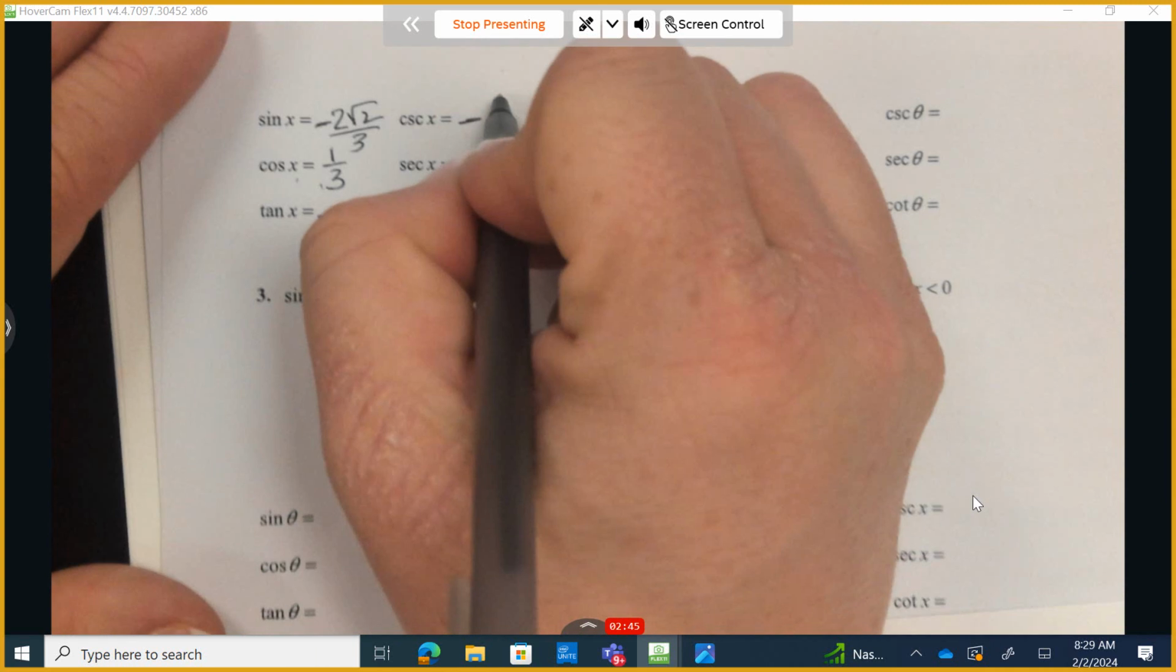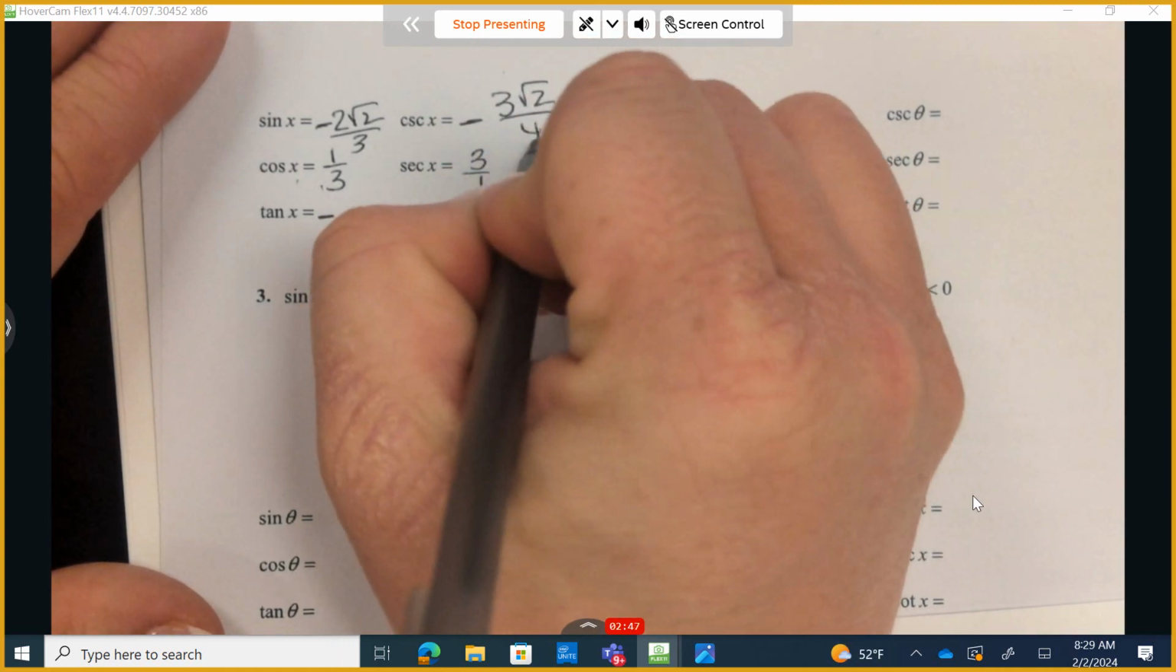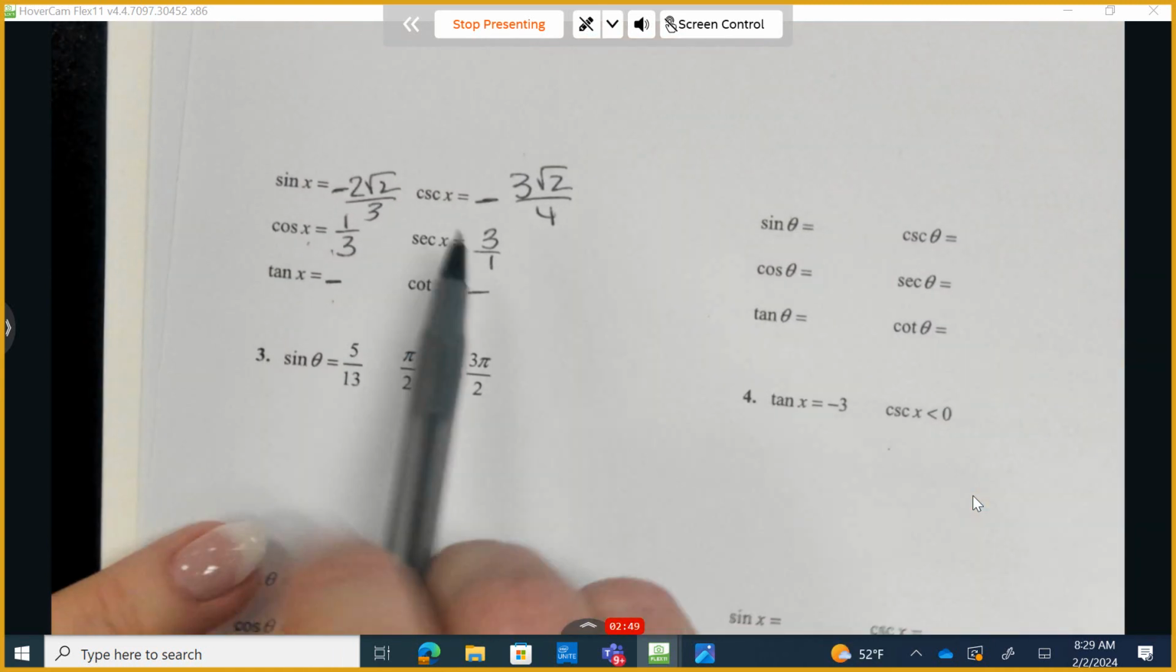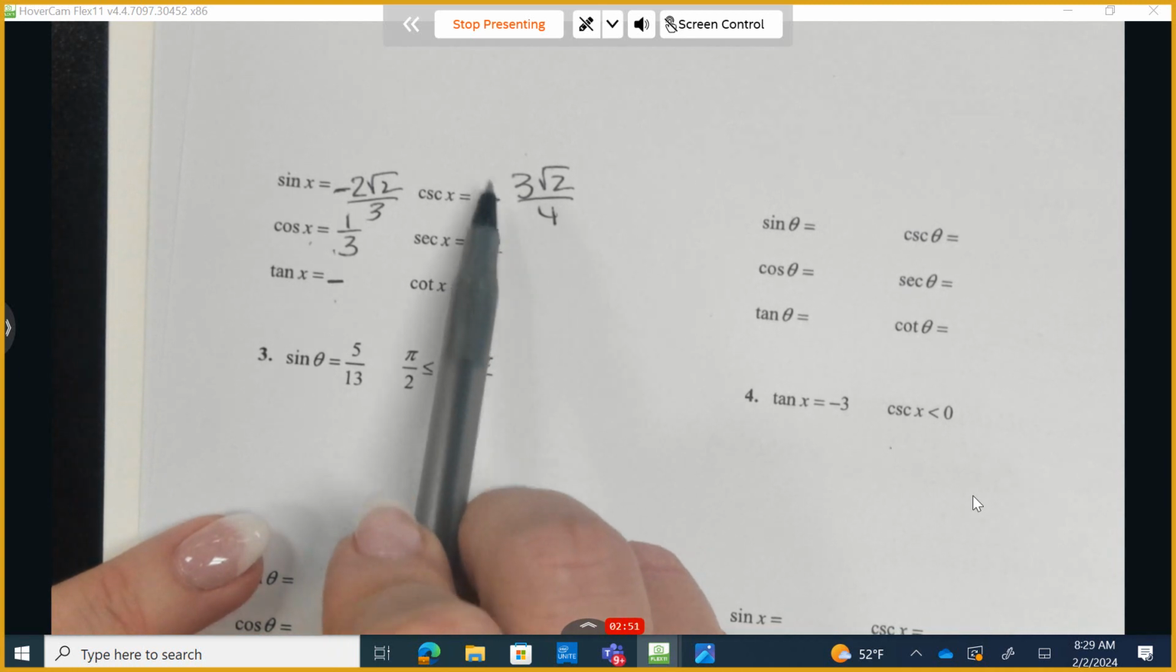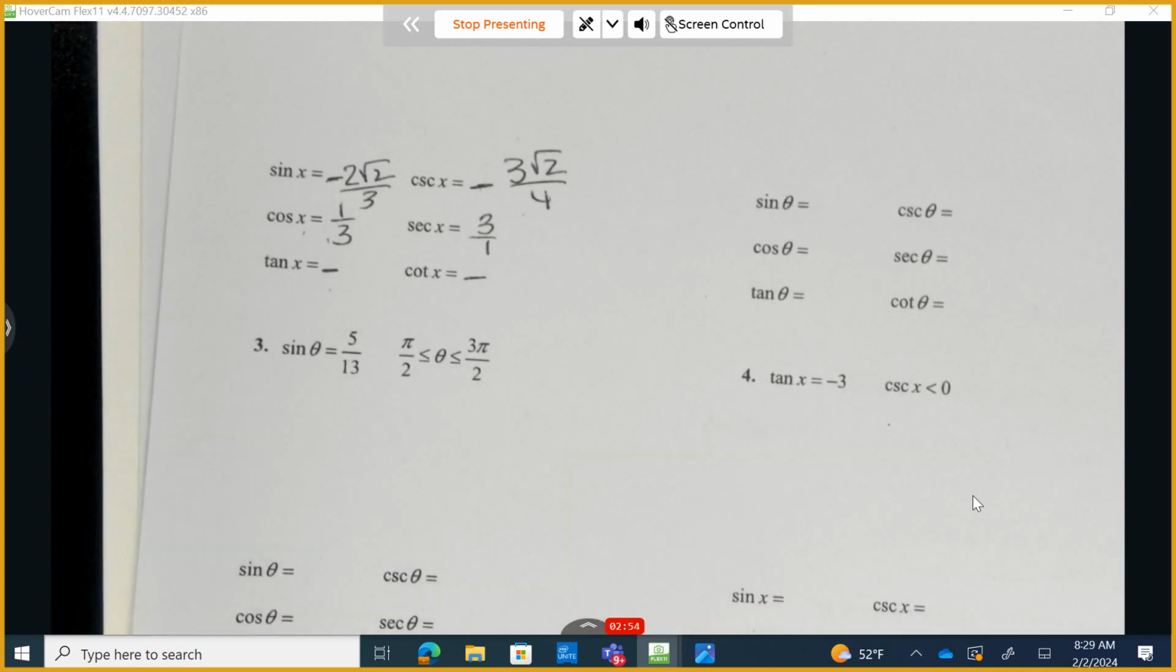3 square root of 2 over negative 4. Students often wonder, where do we put the negative sign? As long as there's only one, it can be in the top, in the middle, or on the bottom.